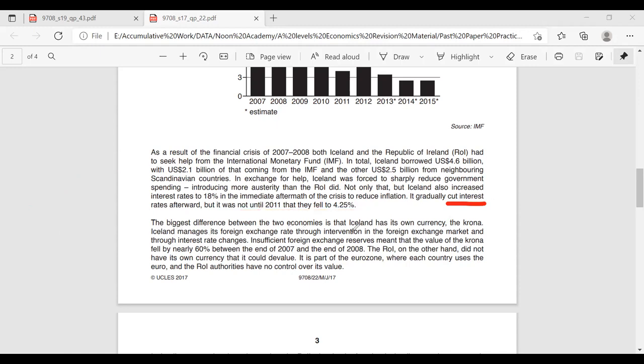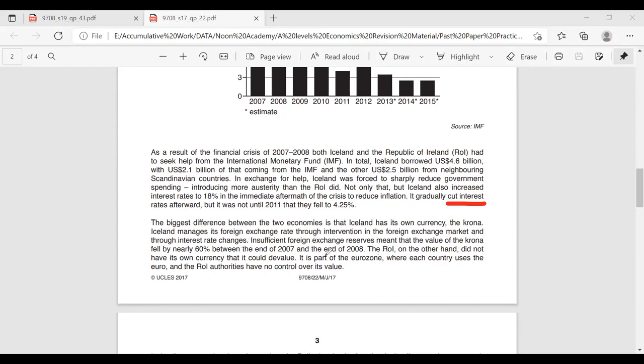The biggest difference between the two economies is that Iceland has its own currency, the krona. Iceland manages its foreign exchange rate through intervention in the foreign exchange market and through interest rate changes. Now, what type of exchange rate are they using? A managed exchange rate, because it clearly gives you the hint.